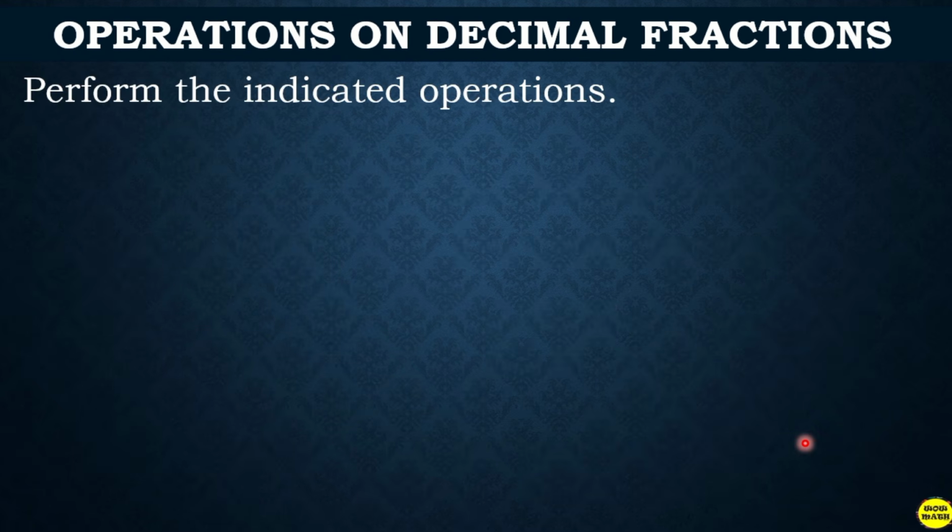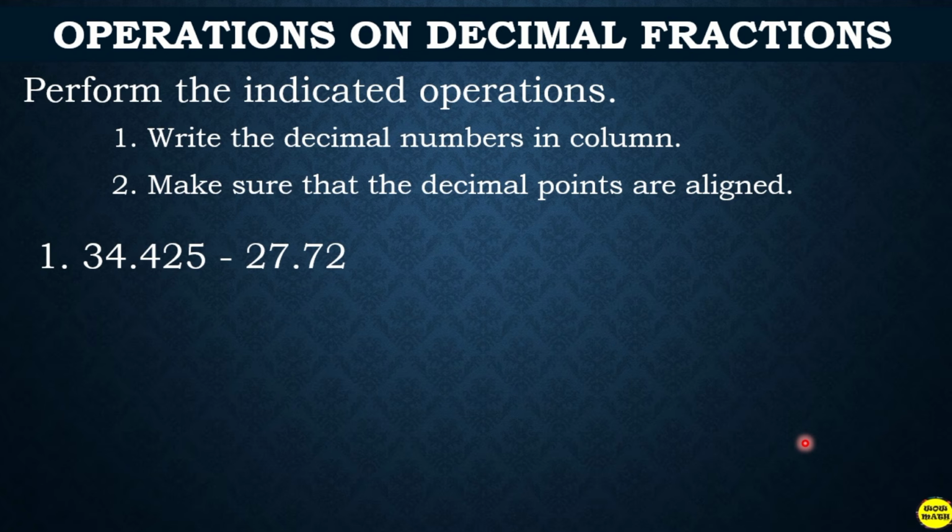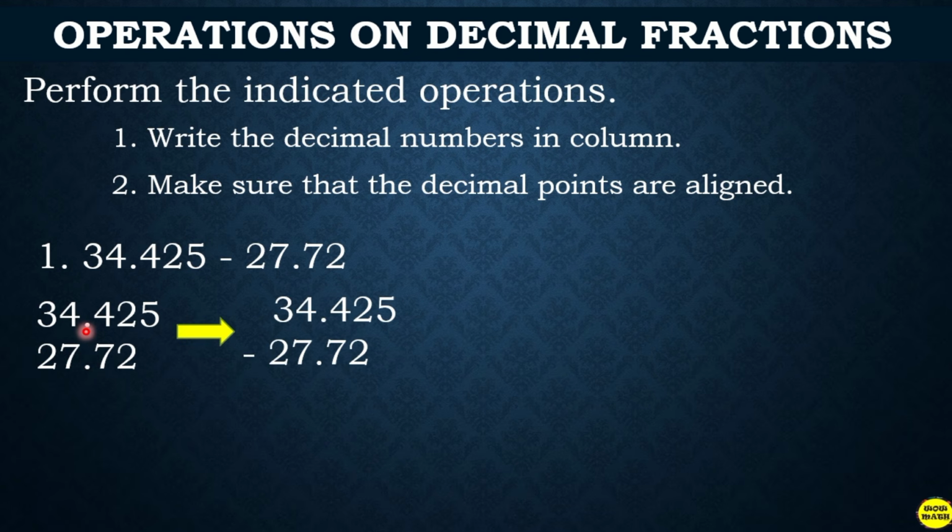Let's have the subtraction. Okay, so same process. Ang difference lang niya is ito ay subtraction na. So, ganun ulit, we have to rewrite this in columnar form. So, dapat naka-column siya. And then, make sure to align your decimal point. So, dapat naka-align yan. Okay, let us solve.